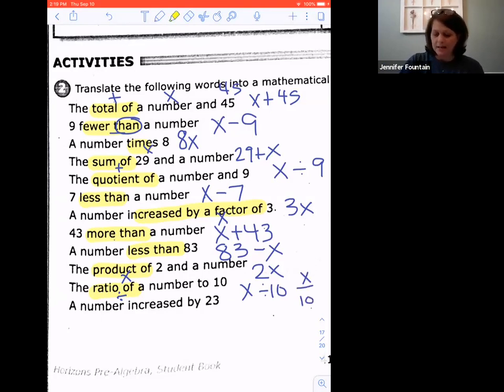And then finally, a number increased by. Increased by tells me I'm going to add. So I have my number, x plus 23.